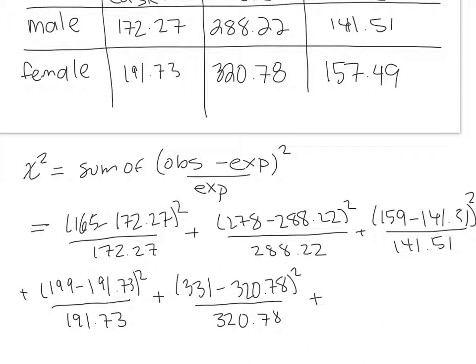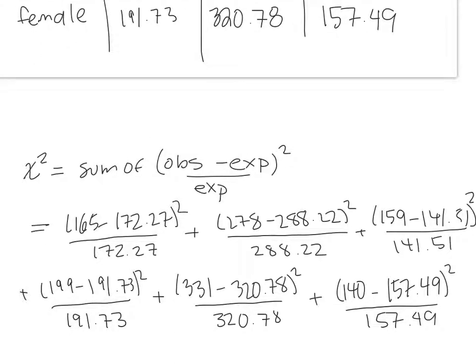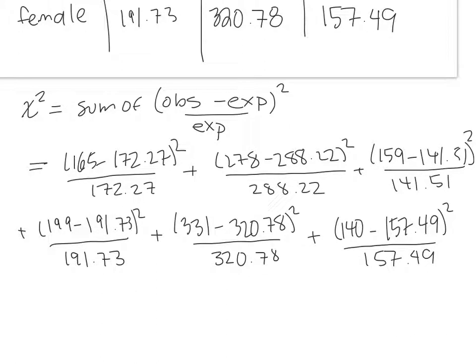And then finally, plus 140 minus 157.49 squared over 157.49. And you really should check this yourself because half of the battle is putting this dang thing into a calculator. So when I put it in a calculator, I got that this was 5.374. So you really should make sure that you can do that yourself.